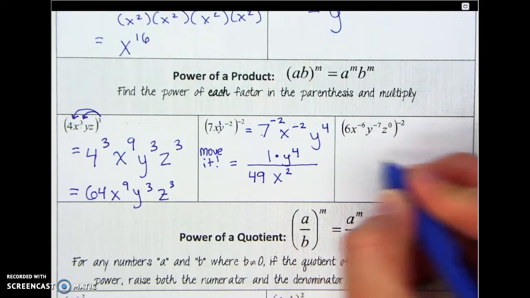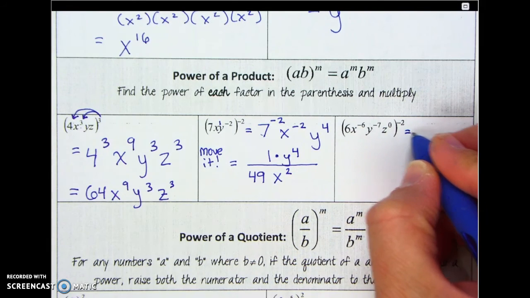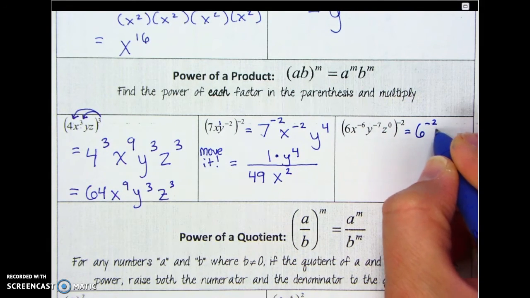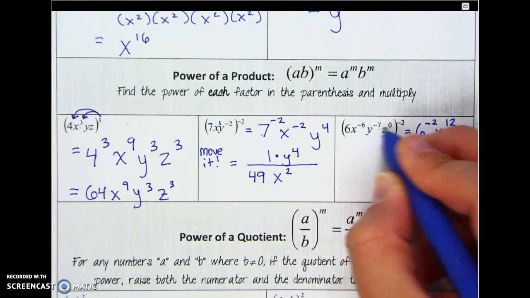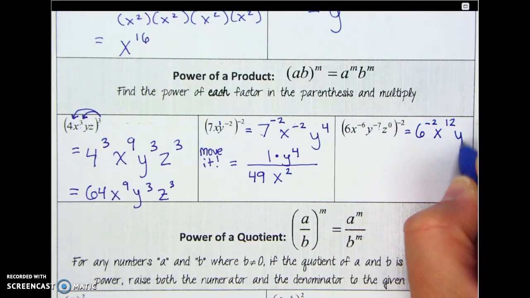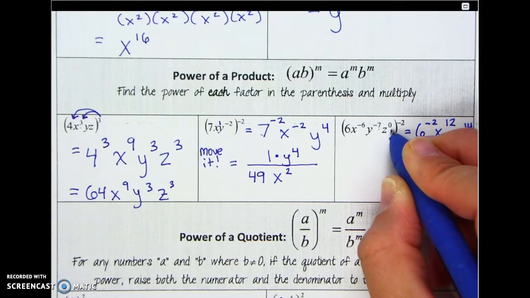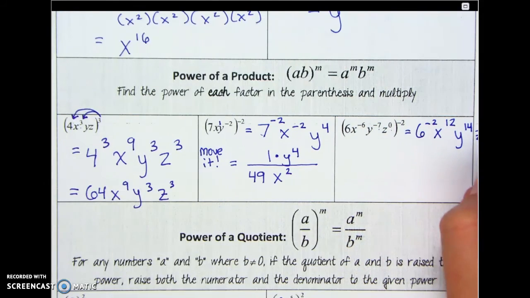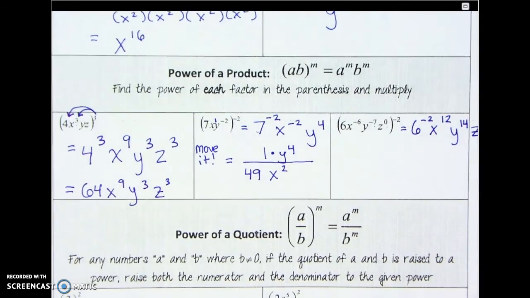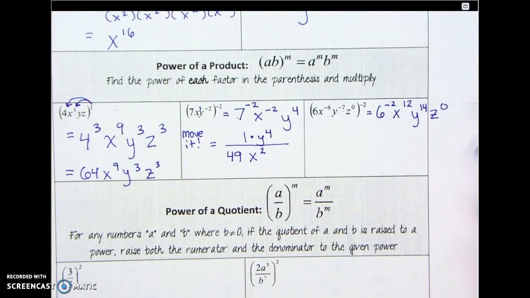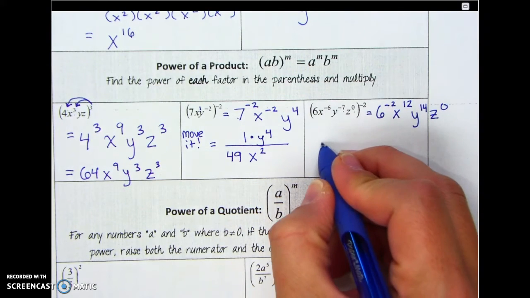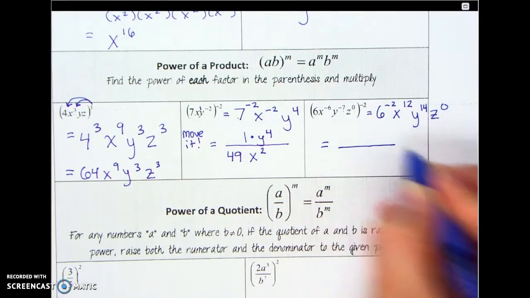So step 1, distribute this power. Negative 6 times negative, positive. Negative 7 times negative, positive. 0 times negative 2 is 0. We ran out of room. That's okay. Which ones are positive, which ones are negative, which ones are zeros? That's kind of what you need to do. And we have our beautiful fraction line.